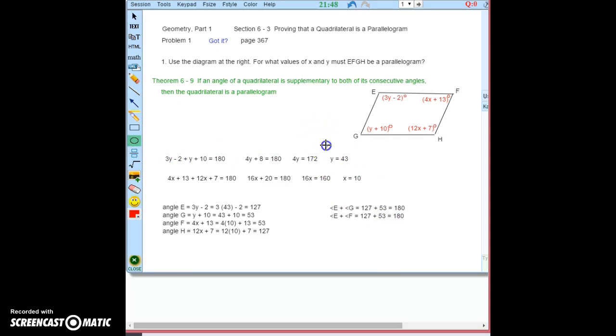So the answer to the question, because it said for what values of x and y, y would have to be 43, x would have to be 10.